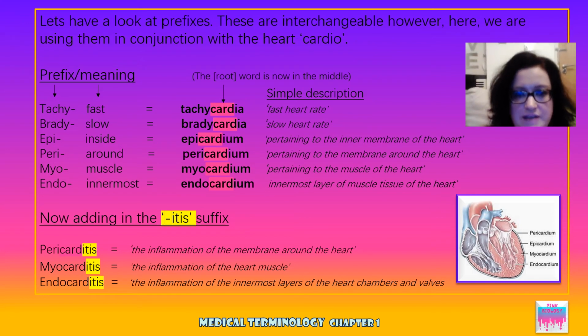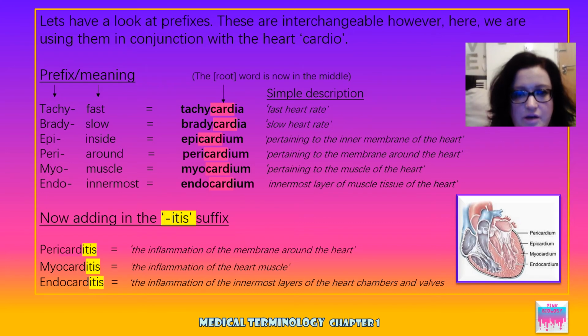So if you put tachy before cardio, it means fast heart rate. So sometimes when people have ECGs, that's electrocardiogram, another bit of terminology there, they say someone's got tachycardia, which means they can see that their heart rate is going a little bit fast. So that's when it has a few more ups and downs on the grid paper, as opposed to a nice even pattern.